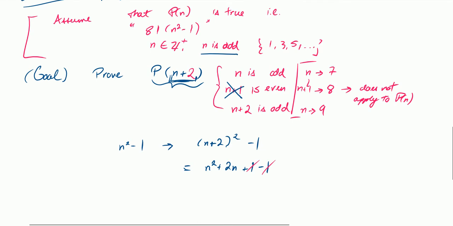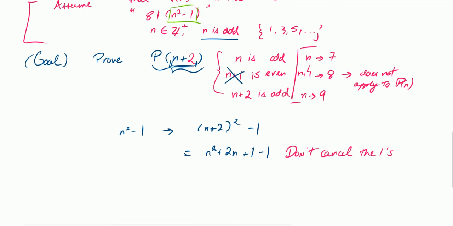In this case, don't do that. Don't cancel the ones. The reason why is because if you cancel the ones, then you're not going to be able to use your inductive step. Your inductive step is n squared minus 1. That's your inductive hypothesis or inductive step.